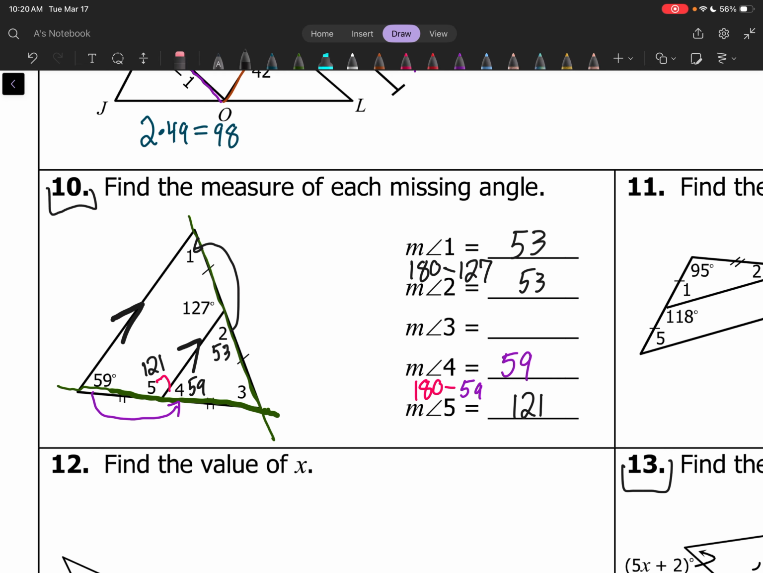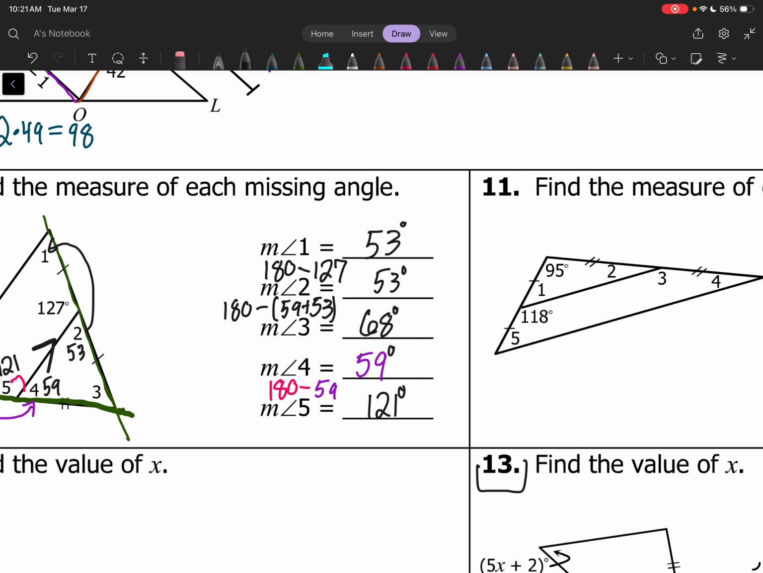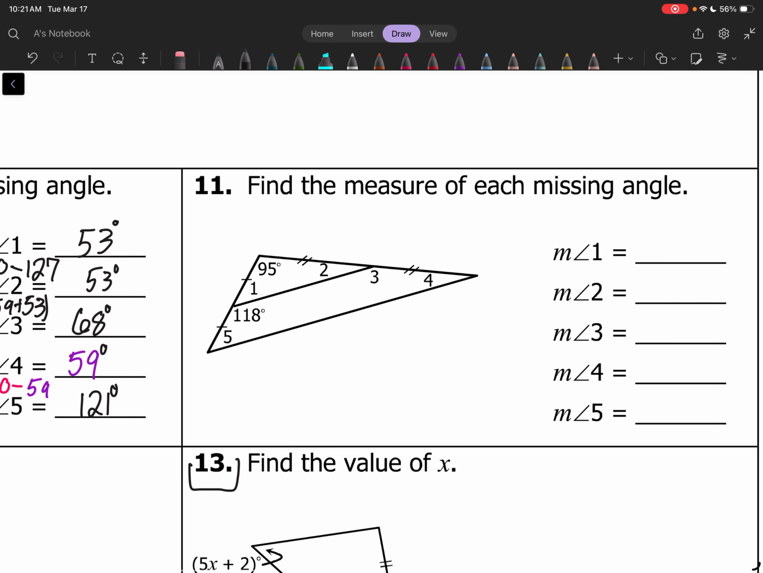Angle 3. If we look at this top for the triangle, I'm going to do 180 degrees total in a triangle minus the sum of 59 and 53. This is going to give me 68 degrees as my final answer. Finished. You're just working with angle relationships.